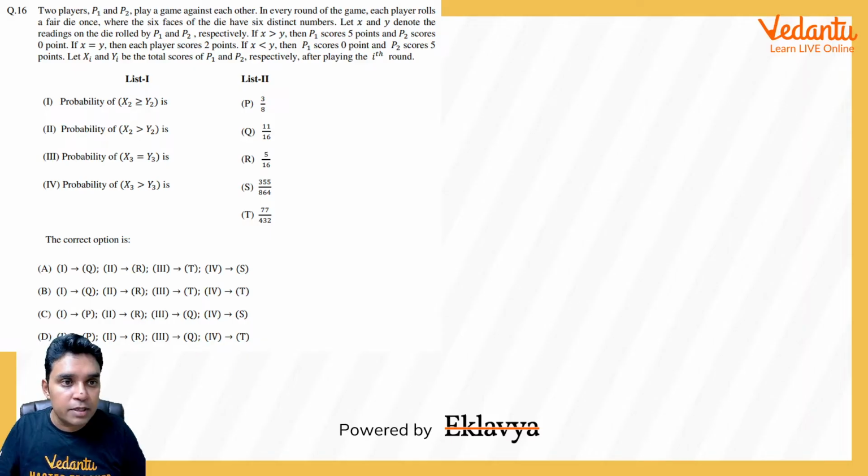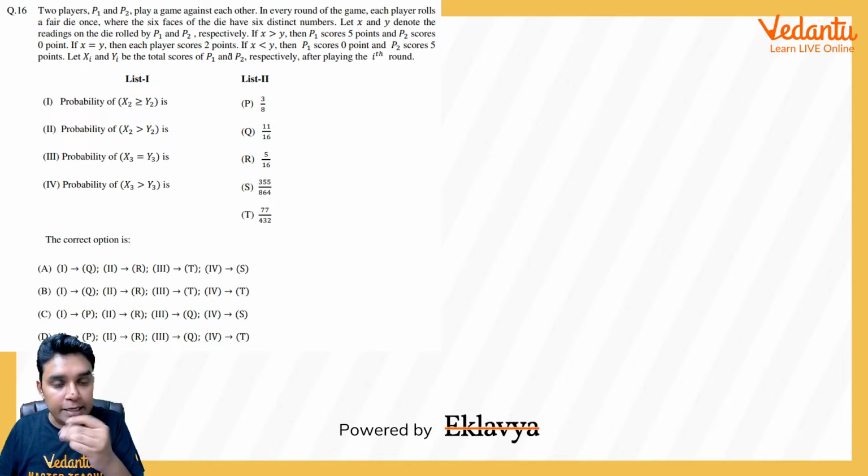This is question number 16 of matrix match type. In this question, we are given that there are two players P1 and P2. They are playing a game against each other. In every round of the game, each player rolls a fair dice once, where the faces of the dice have six distinct numbers. Let X and Y denote the readings on the dice rolled by P1 and P2 respectively.